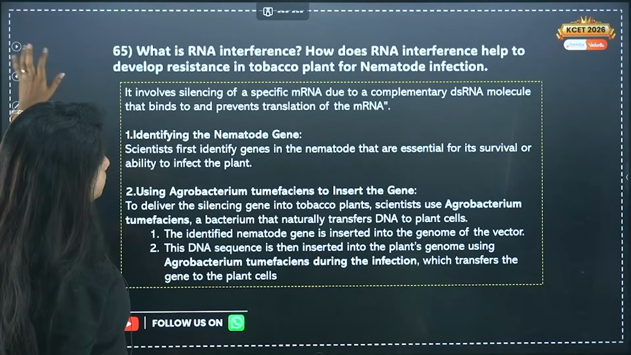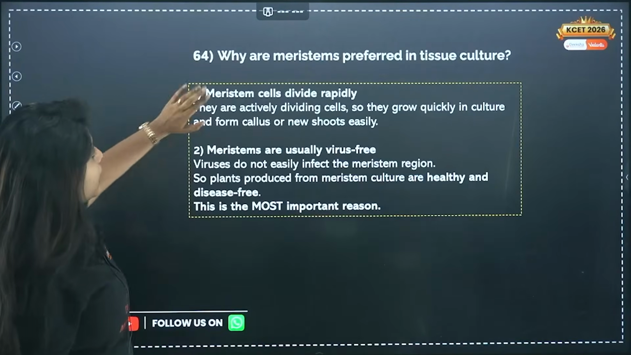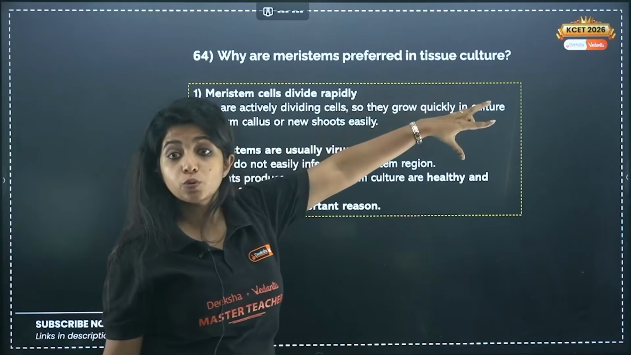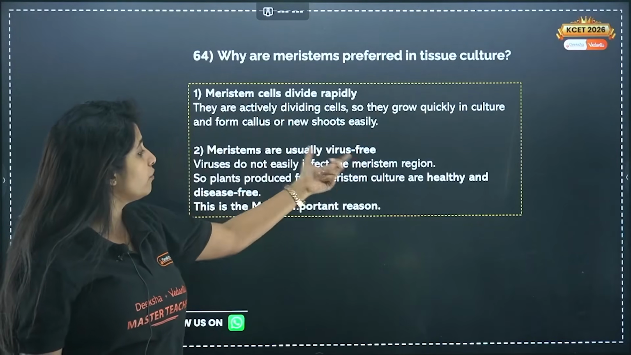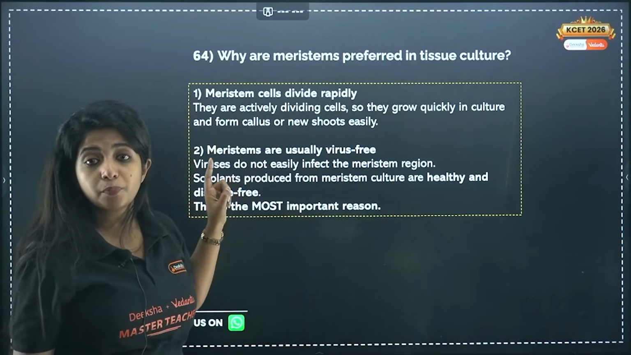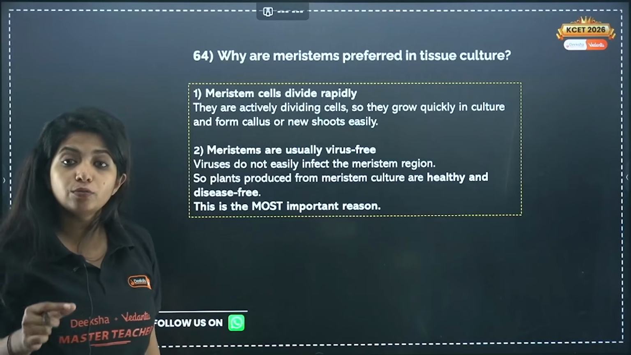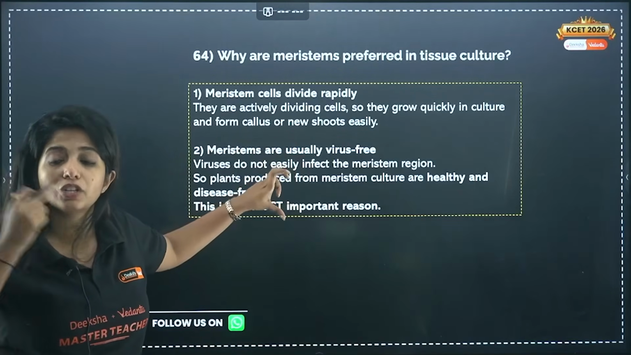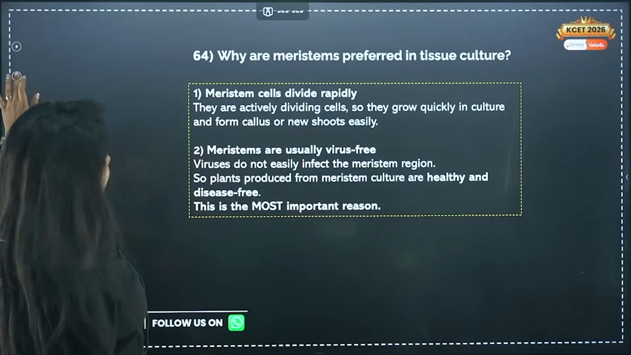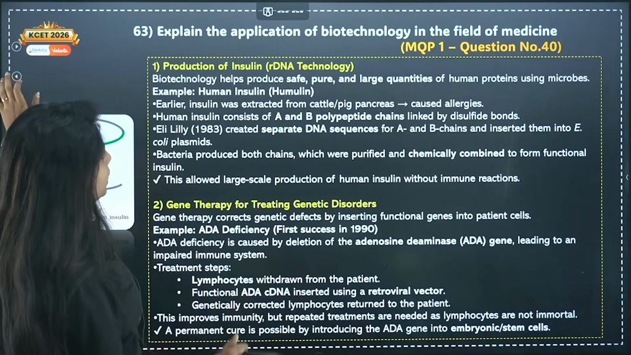We have discussed that. Now, one more question is there. Why are meristems preferred in tissue culture? I told you that they are actively dividing. Apart from that, they are usually virus-free. This is one of the most important things. What can you use for virus-free production of plants? You are going to use the meristematic cells for tissue culture. Okay, I'm jumping to this because I have explained this already.